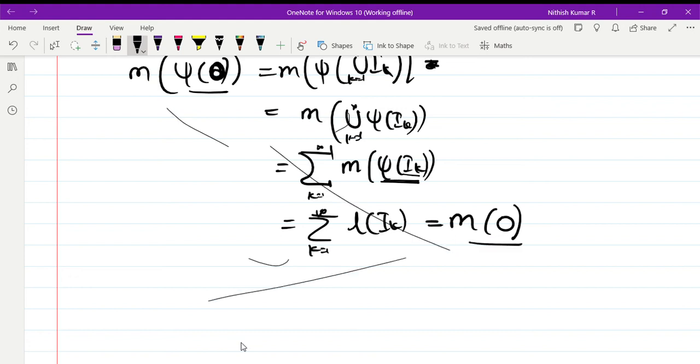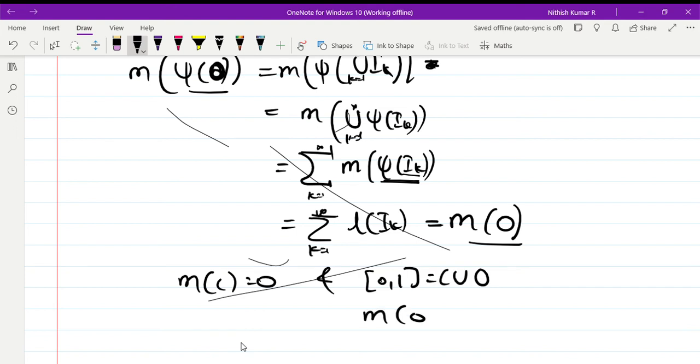Now, since the measure of C is equal to 0 and the closed interval [0, 1] is equal to C union O, the measure of O must be equal to 1.